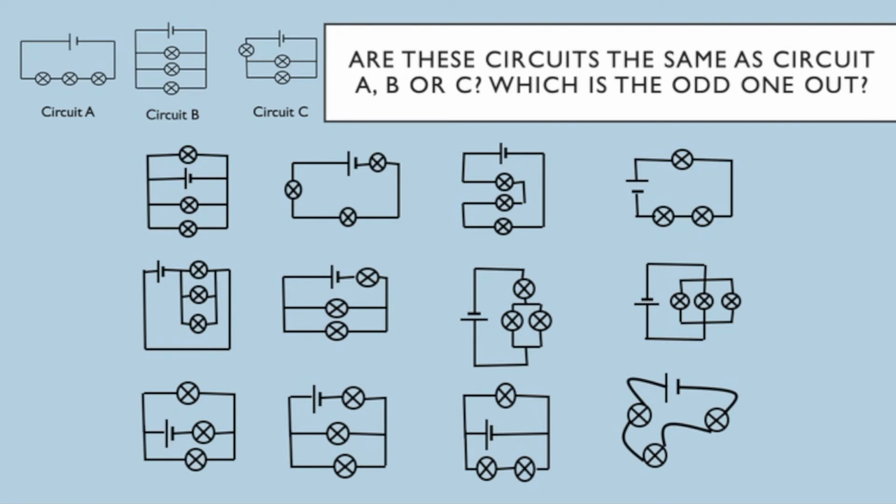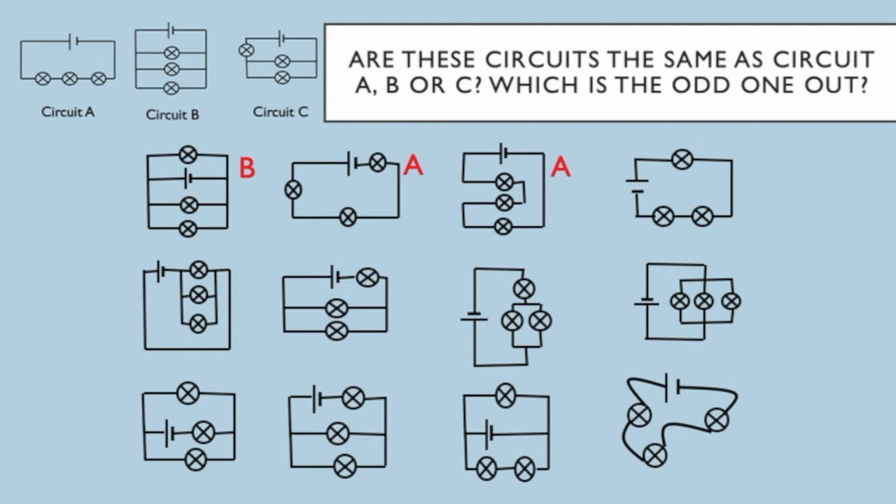Okay, did you do that? Did you pause it? Did you have a go at that? Let's have a look. So, first one is like circuit B. It's a parallel circuit just like that one. The next one is like circuit A. It's just that the bulbs aren't in exactly the same places.